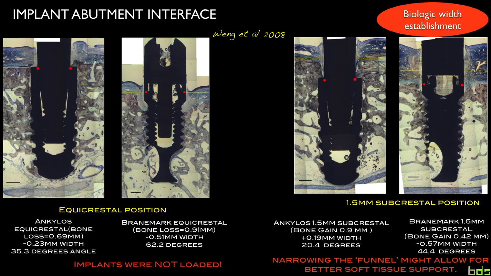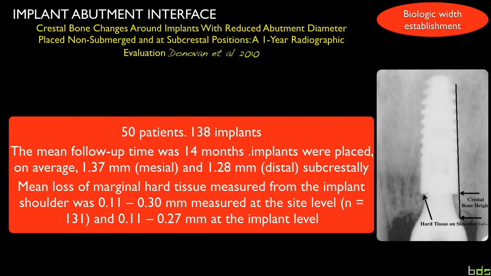Now, it's important to note that these implants were not loaded. So how can we mimic the real world, especially also in a dog model? Now, Donovan in 2010 took it clinically and evaluated 138 implants in 50 patients. They were placed roughly 1.5 millimeters subcrestally, and he found that he lost very little bone on all these implants. So some implants are designed to be placed subcrestally, some implants are designed to be placed equicrestally.